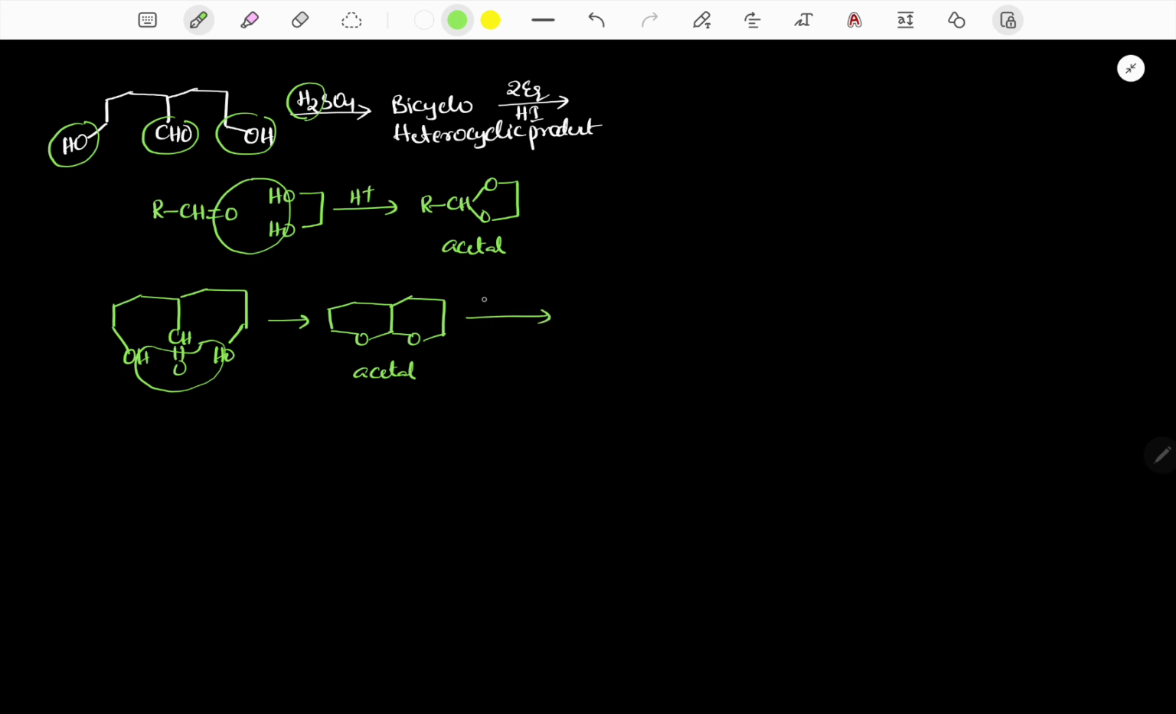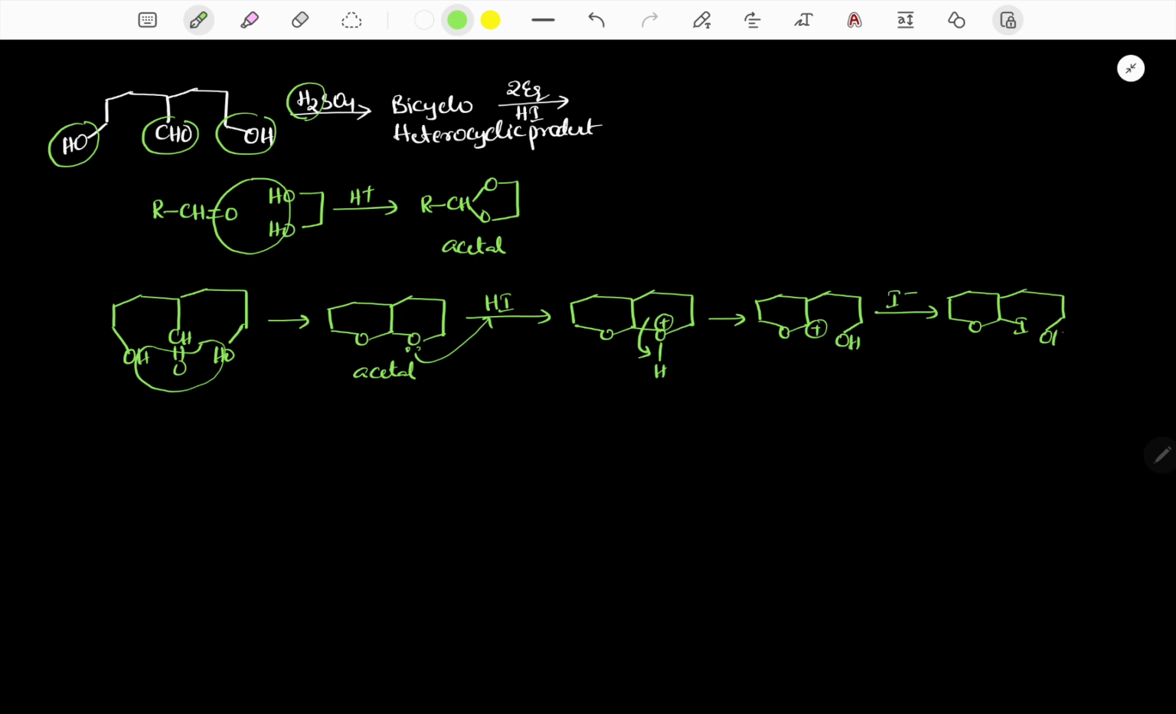Now it is treated with two equivalents of HI. Suppose one equivalent is added. The lone pair attracts the proton. The corresponding oxonium ion is formed. And here ring opening takes place because of the possibility of an SN1 mechanism. C plus will form. Now the C plus reacts with I minus. Therefore the corresponding product is formed like this.